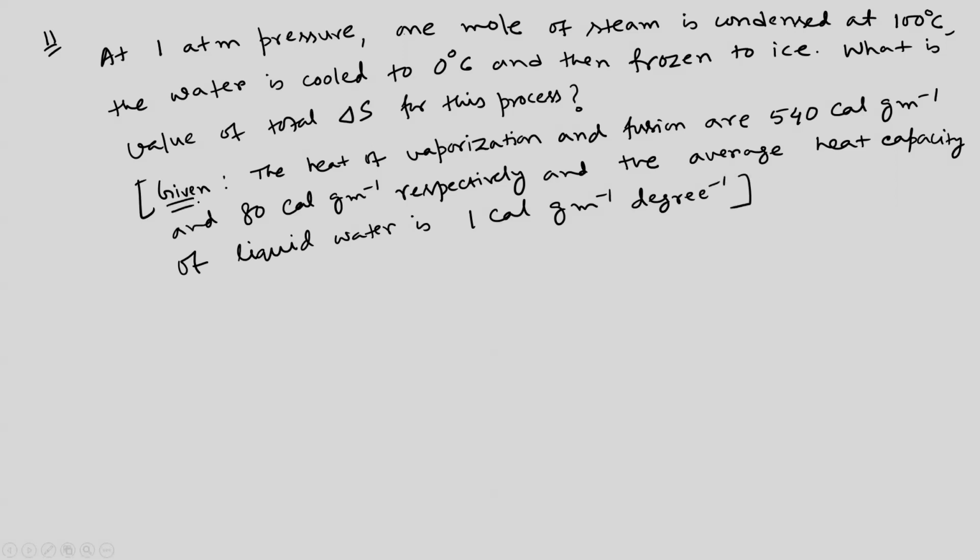Okay, the problem says at 1 atmospheric pressure 1 mole of steam is condensed at 100 degrees Celsius. The water is cooled to 0 degrees Celsius and then frozen to ice. What is the value of total entropy change for this process? Given the heat of vaporization and fusion are 540 calorie per gram and 80 calorie per gram respectively, and the average heat capacity of liquid water is 1 calorie per gram per degree.